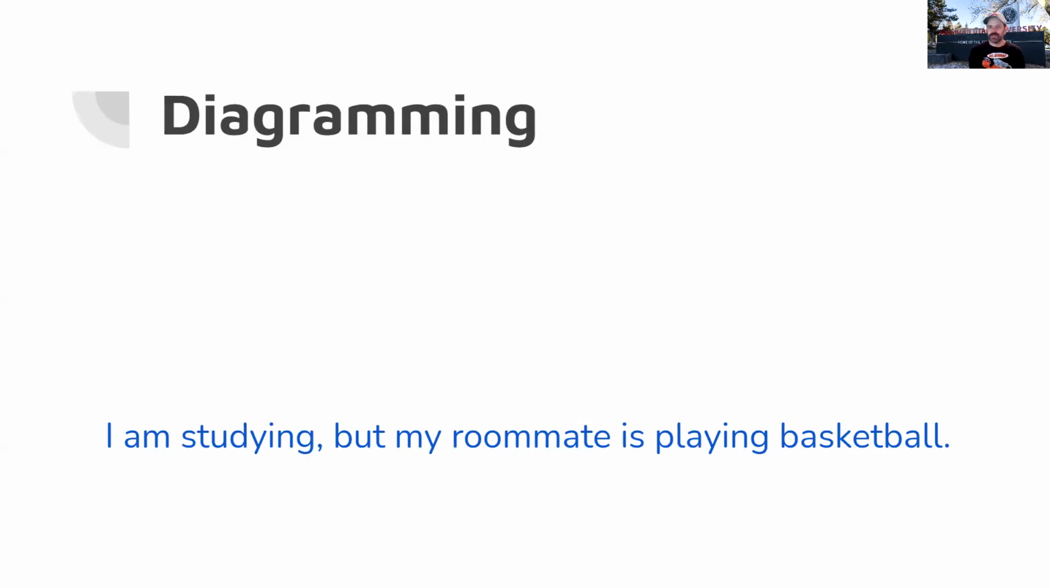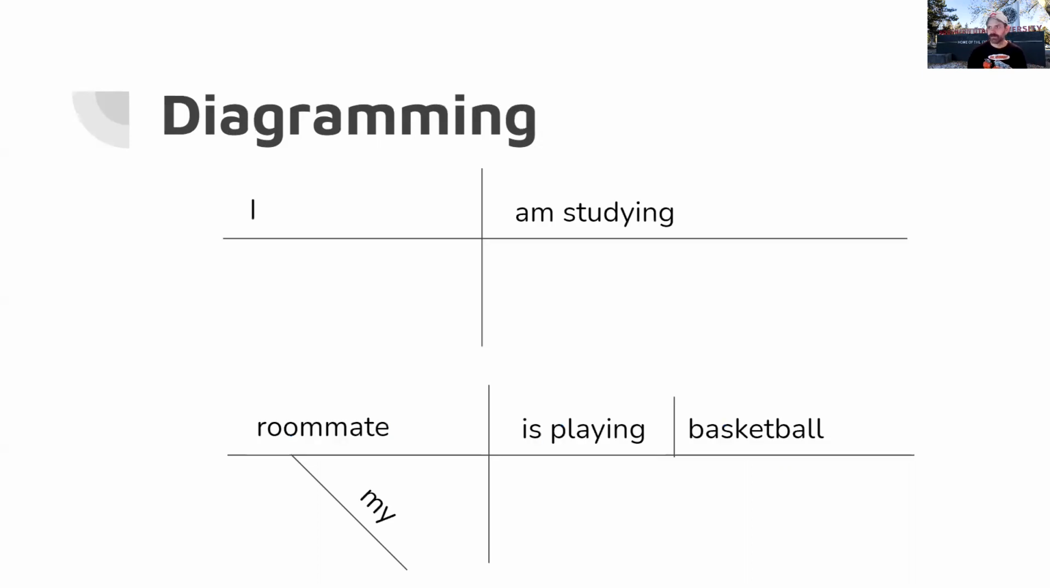Let's take a look at this other sentence here. I am studying, but my roommate is playing basketball. We've got a different coordinating conjunction, but it's the same structure of two independent sentences being joined together. They're both of equal status. Both of these are independent sentences. That's why we can use a coordinating conjunction.